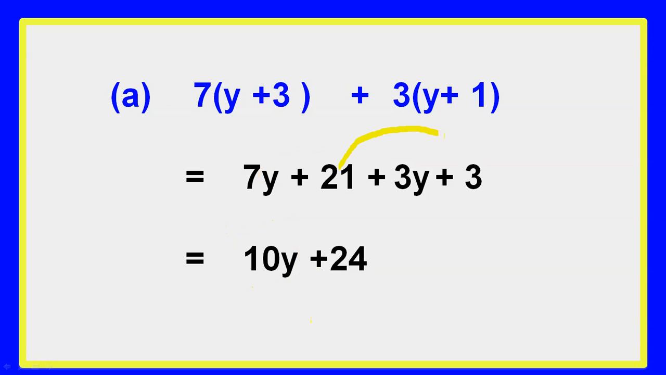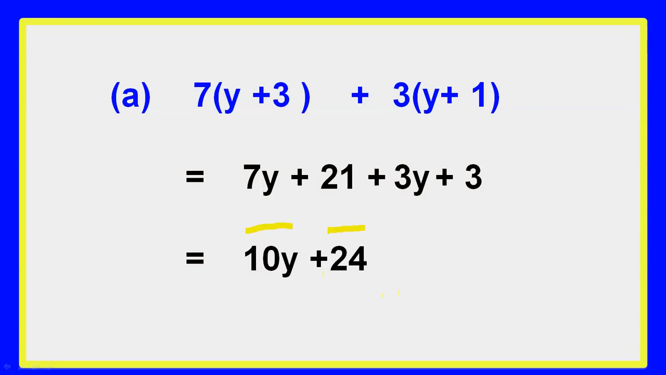While 21 plus 3, definitely I know it's 24. So what will be my final answer? 10y plus 24. Can I solve further? No way, because this has y, but this has no y. So can I add these? No way. They are different terms. One has y and the other has no y. Okay? So we can add just like terms.